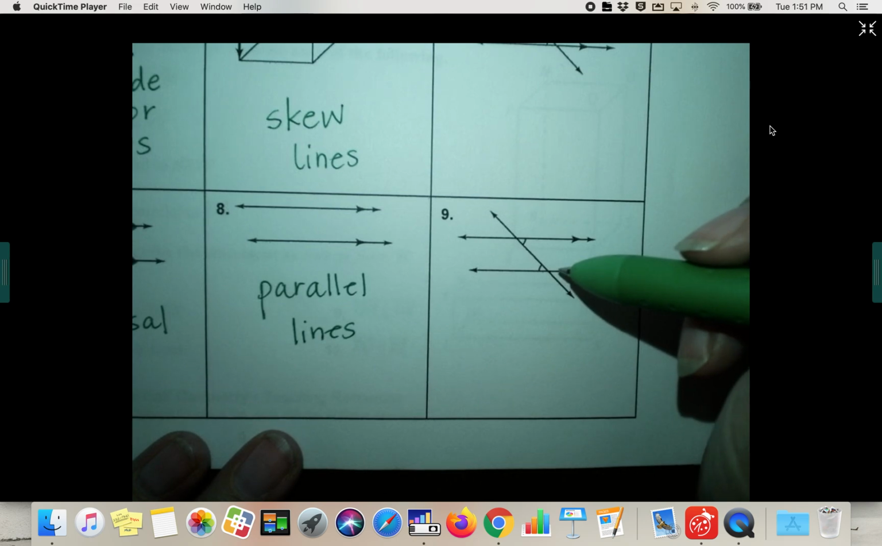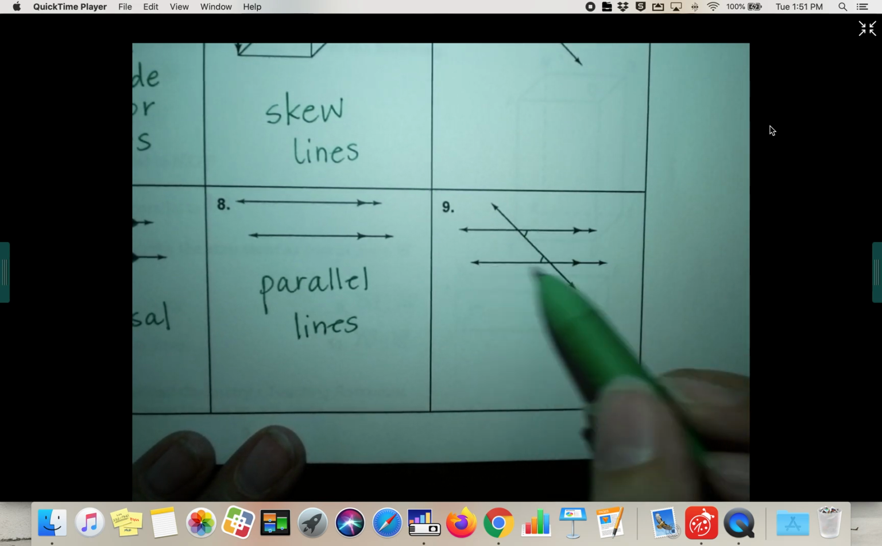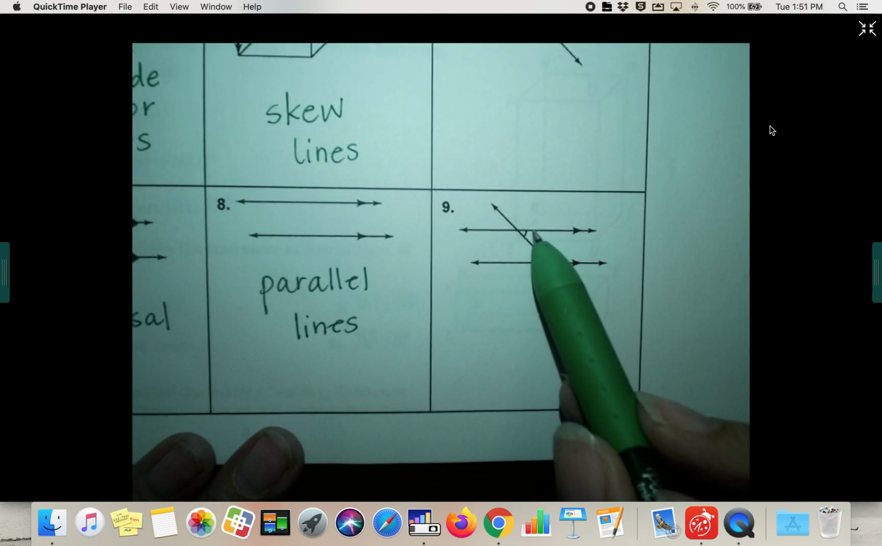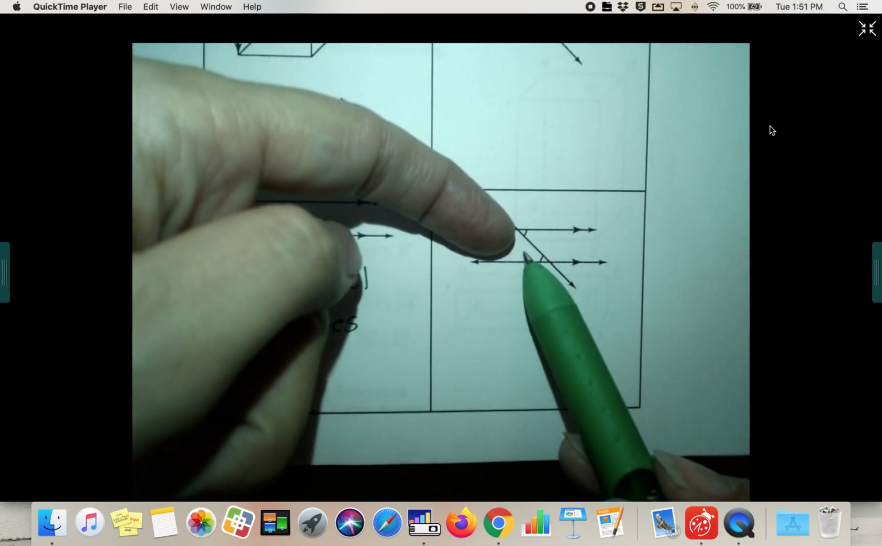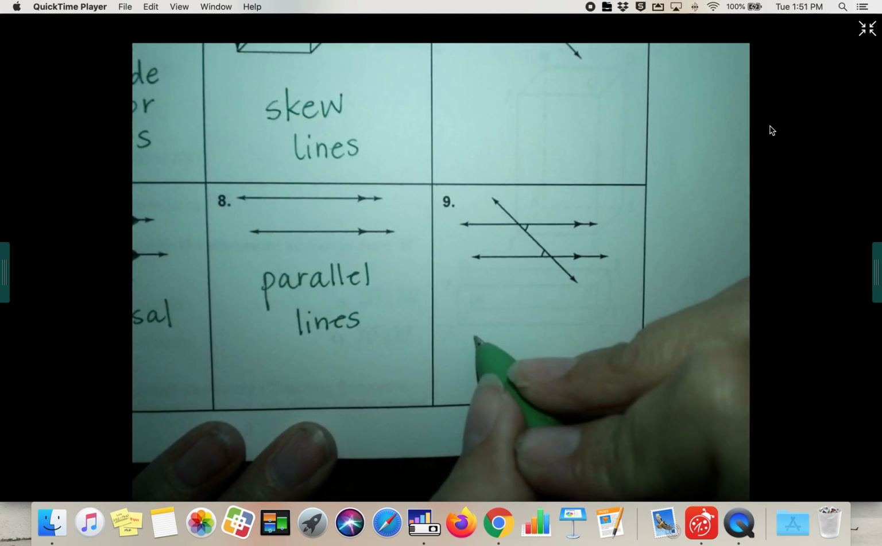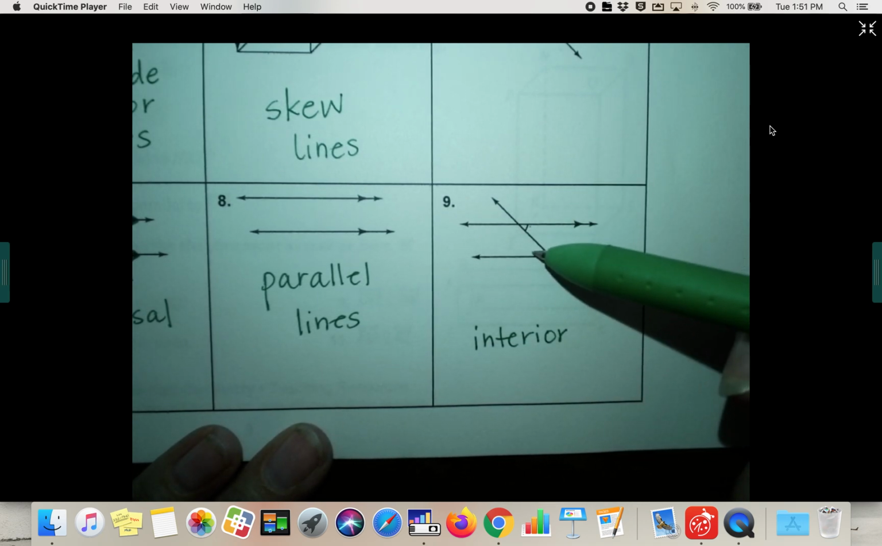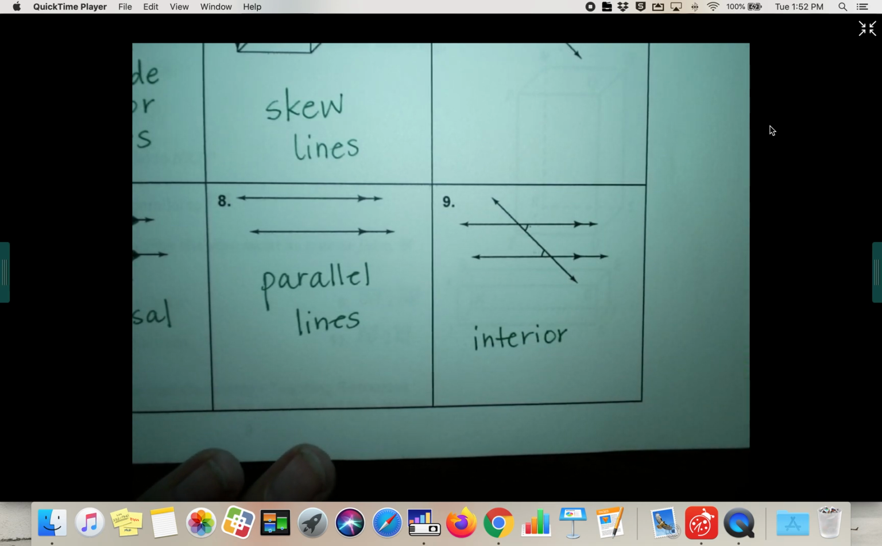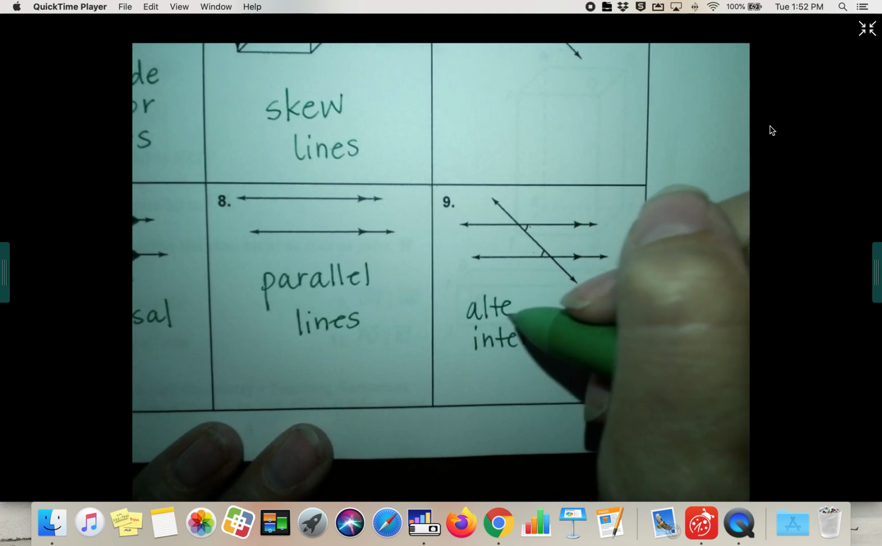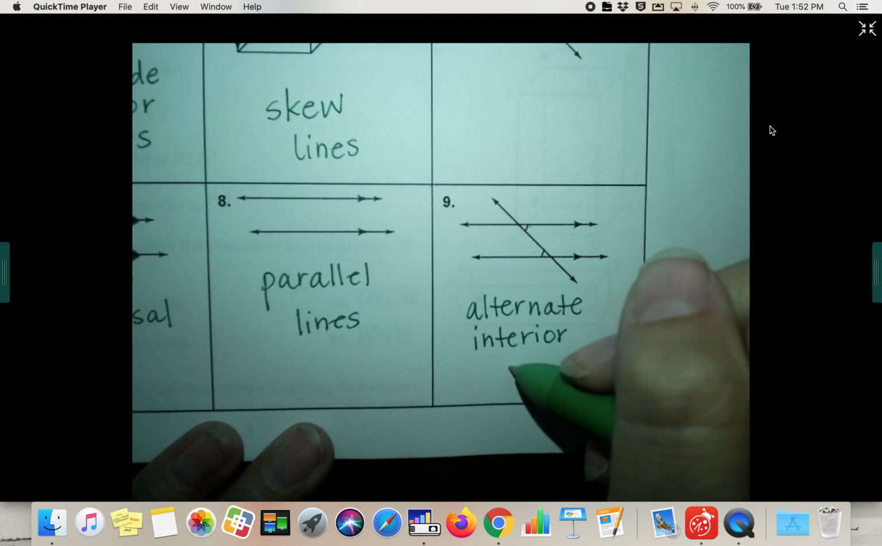And then number 9, so here's our parallel lines. What you notice is the angles they're referencing are inside the parallel lines, which means they're interior. And they're alternate because they're on different sides of the transversal. So they're alternate interior angles.